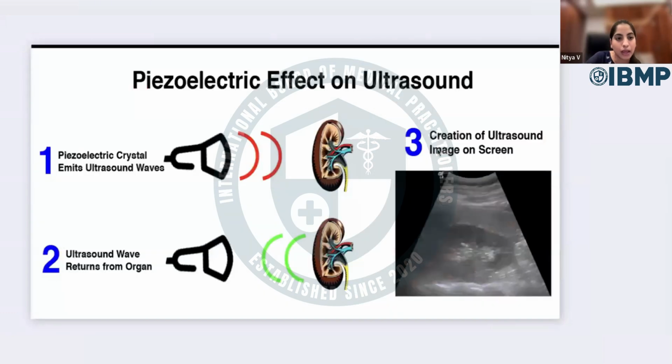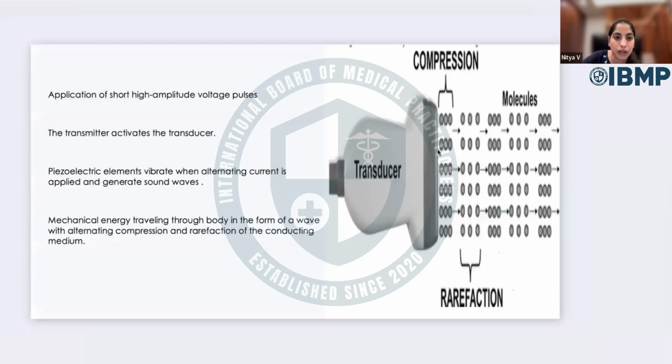the cable. So coming to the piezoelectric effect, the piezoelectric effect is all based on piezoelectric crystals. In simple language, the piezoelectric effect is the vibration of the piezoelectric crystals. When the crystals get activated, they emit sound waves, and these sound waves hit the organ, which reflects them back into the ultrasound probe, and that creates an image on the screen.